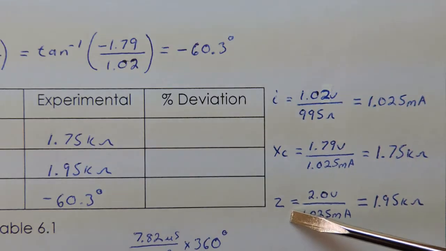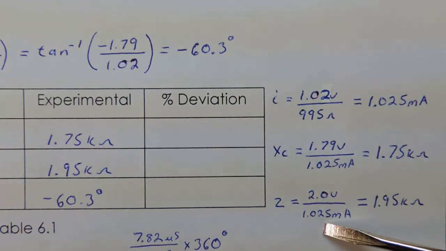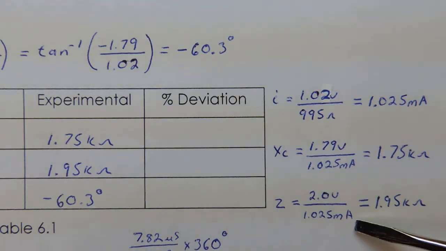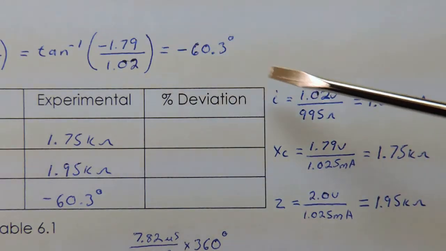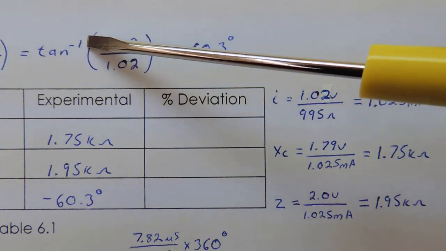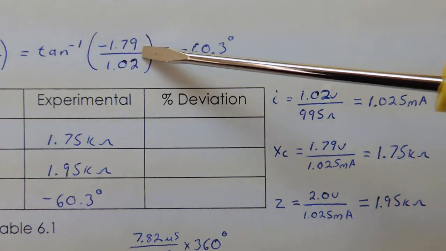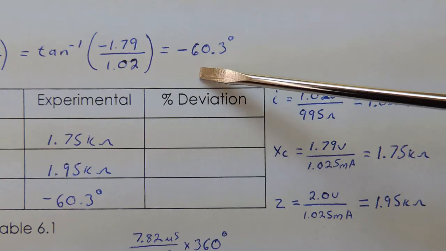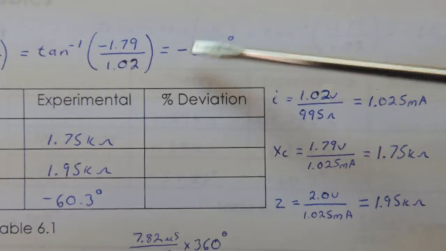And then for Z, I take my total voltage that was applied to the circuit of 2 volts, my total current going through the circuit, which is 1.025 milliamps, and that worked out to 1.95 k ohms. And then for my phase angle, remember, your calculator probably says tan to the minus 1 on it. So I took the minus 1.79, dividing it by the 1.02, and that worked out to approximately 60.3 degrees negative.